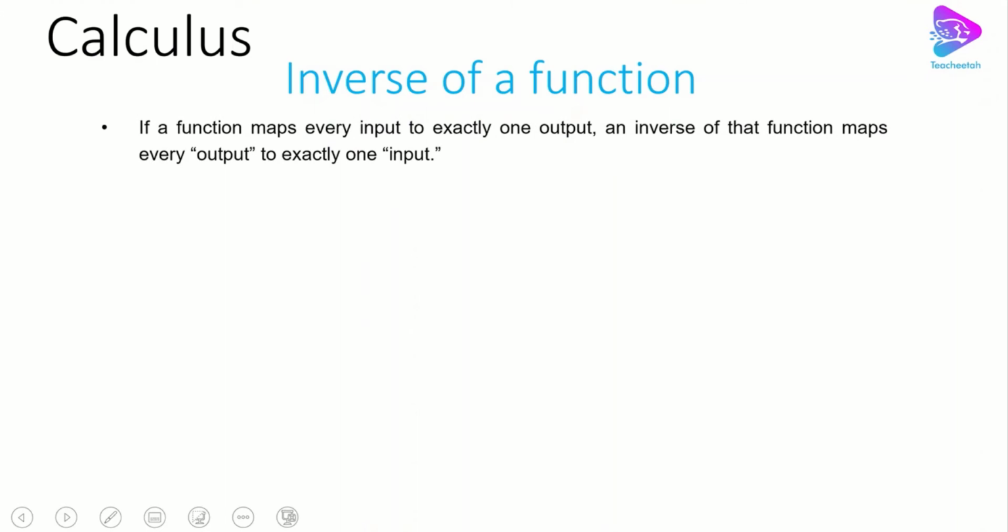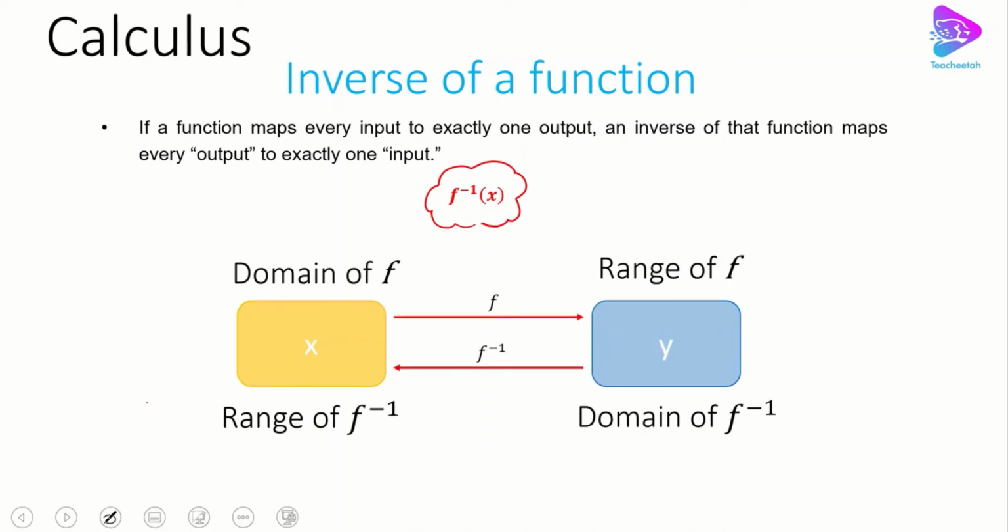Actually, if a function maps every input to exactly one output, an inverse of that function maps every output to exactly one input. Mathematically, we represent the inverse of a function as you can see in here. Let's look at the following diagram.